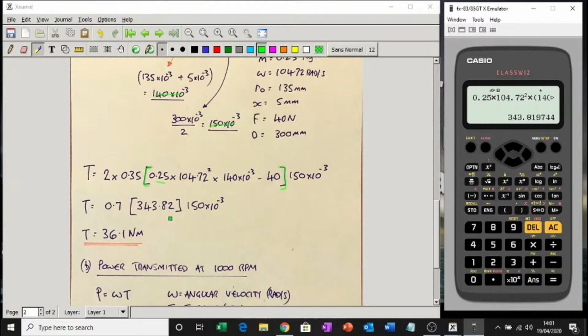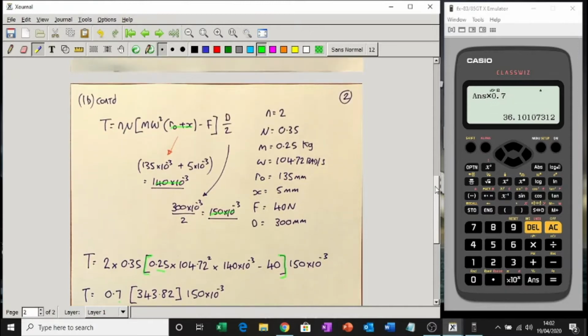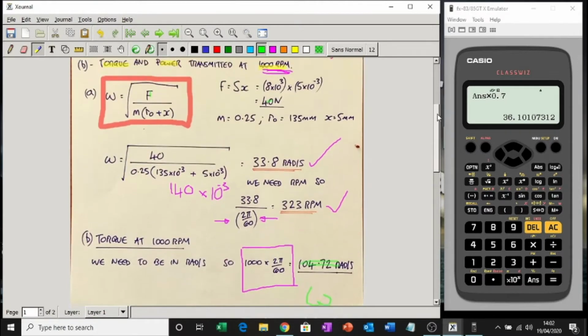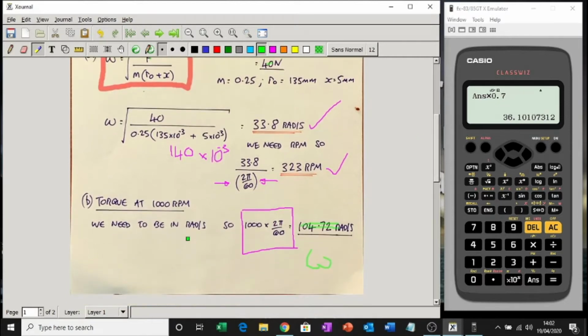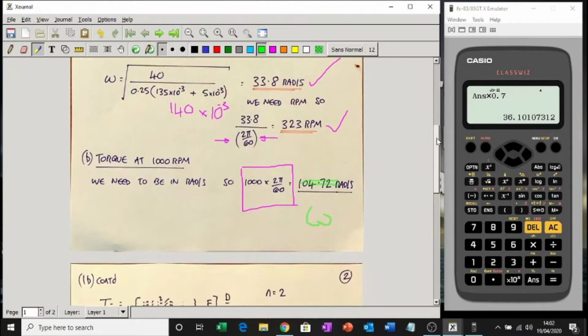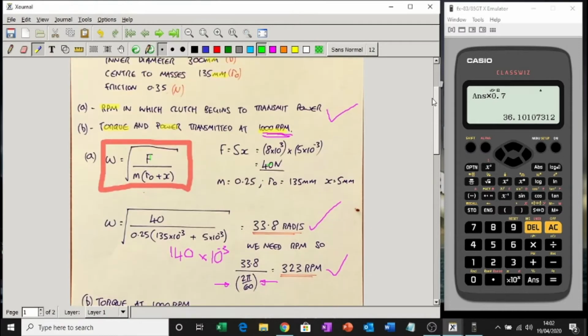So now it's all of that, which is, I've got 82 there, look, so I'll keep this number in, times by 150 times 10 to the minus 3, equals that, times by 0.7. Gives me 36.1 Newton meters. So that is the torque produced or transmitted when this clutch is spinning at 1000 RPM. That's how much torque would be transmitted to the output shaft.